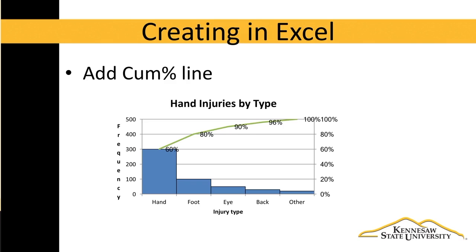If you want, you can add data labels to the cumulative percent line. Now we have a proper Pareto chart. Notice that the first two bars account for 80% of the problem.